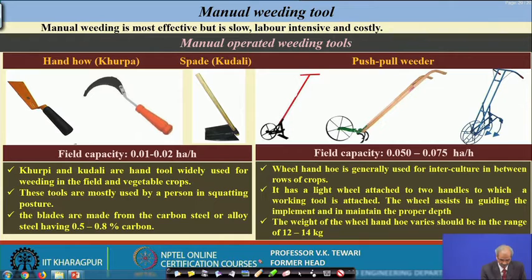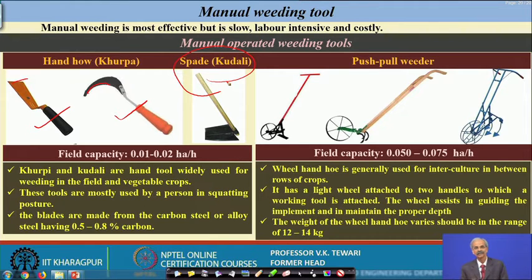You can see here the hand hoe, which is one of the tools used. This is the handle, and this is the place where it cuts. This is a spade. It is one of the most robust and all-rounder devices, used for various operations. You will find it used for weeding, for preparing the field, for preparing bunds, and so much more. So, it is the most dynamic device.